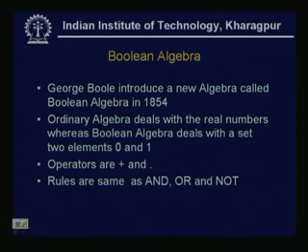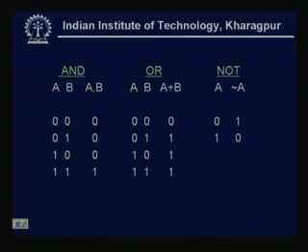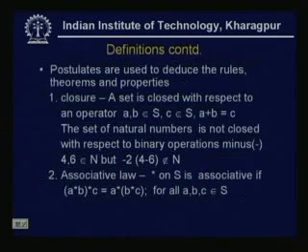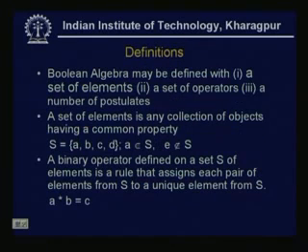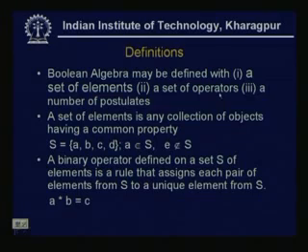Already we have introduced the logical AND, OR and the NOT. So, how we have defined our initial algebra: it is a set of elements, a set of operators, and a number of postulates. Here, the set of elements is only a set of two, 0 and 1. The set of operators, two operators, we are taking plus and dot, and a number of postulates, and these are the postulates we discussed, which are the same.